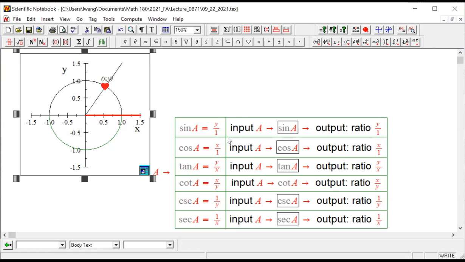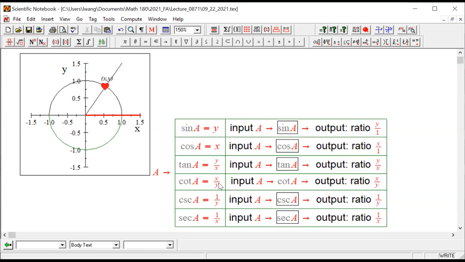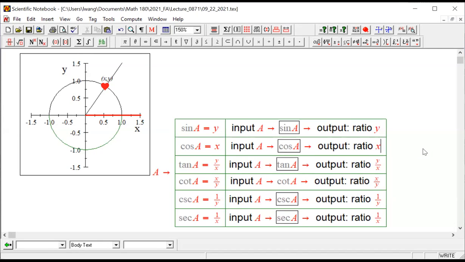Input are the angles, output are the ratios. So this is y, and this is x, right? And y over x, x over y, 1 over y, 1 over x. So this is y, and this is x. Everything else stays the same.